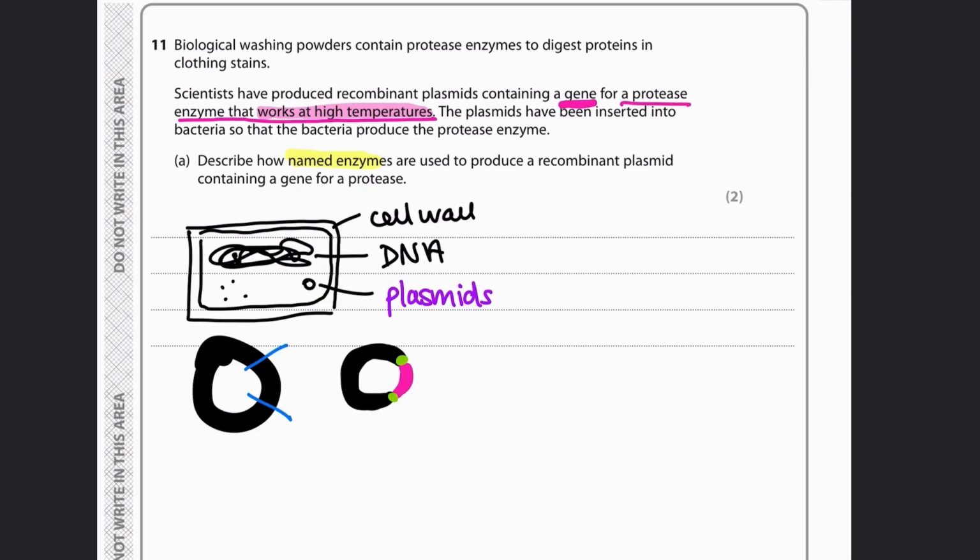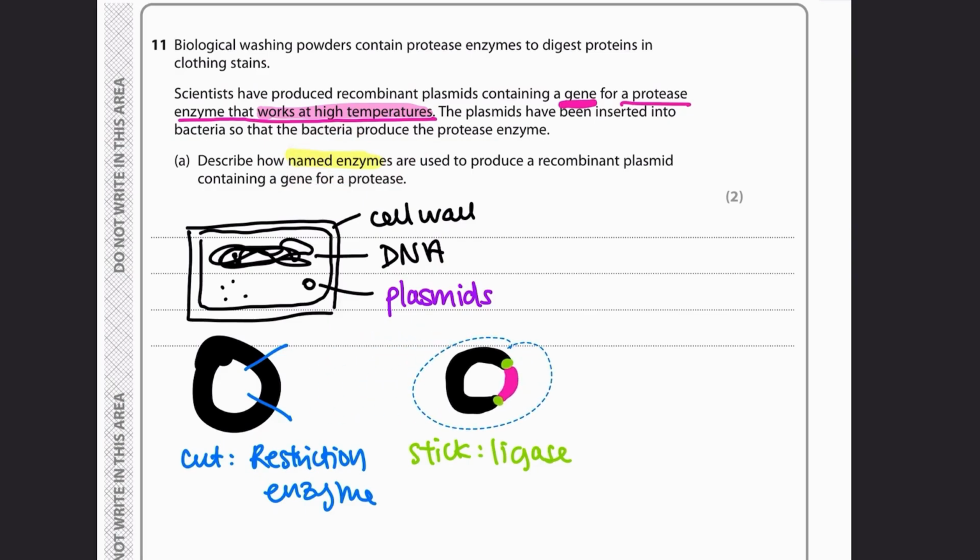Now, the name for these enzymes here, the cutting enzyme, that is called restriction enzyme. And the sticking enzyme, the green one here, that is called ligase. And those are the so-called named enzymes that the question is asking for, right? So what ultimately you're doing is you're going to use restriction enzyme to cut out a part of the plasmid, and then you're going to insert the gene that you want, and that is the pink gene that works, the enzyme that works at high temperatures, and you're going to stick it back with ligase. So you must have these two words to get those marks because it's asking for the name.